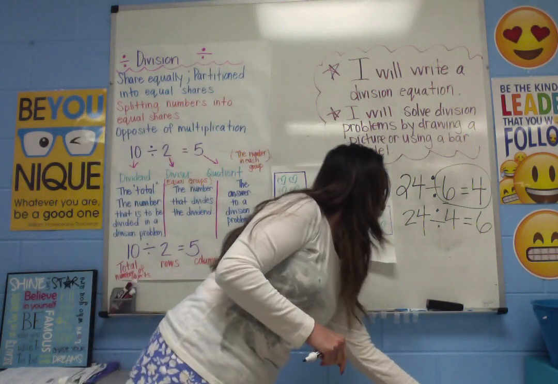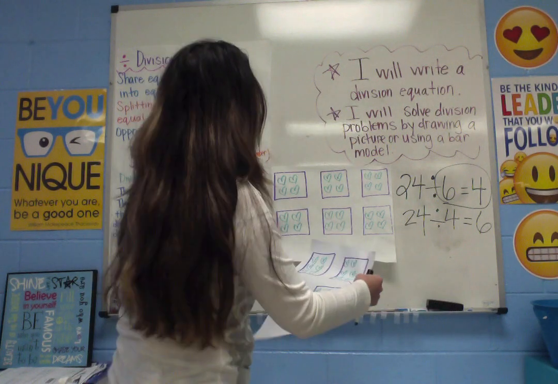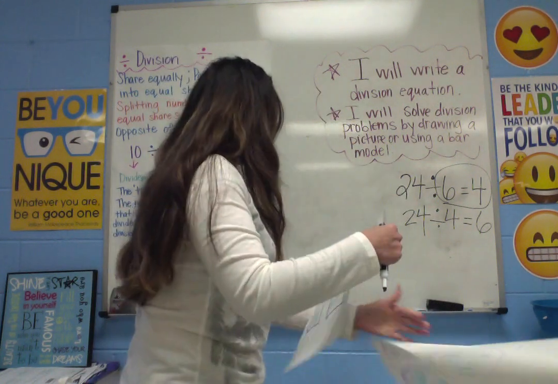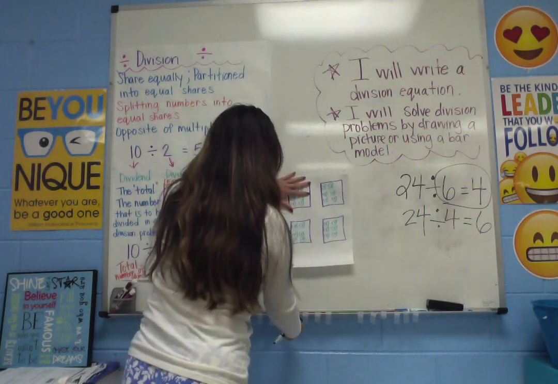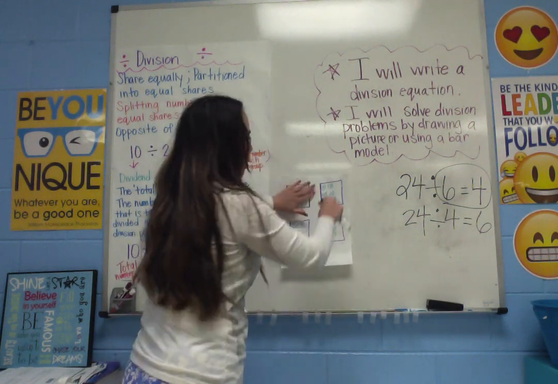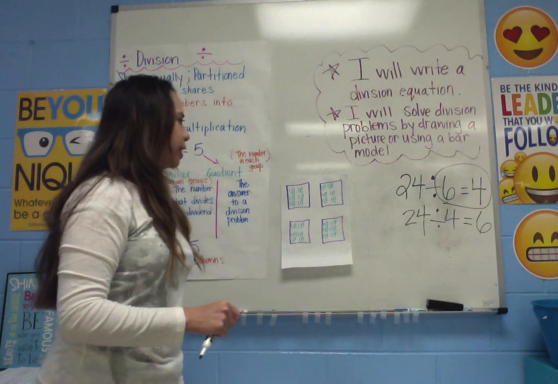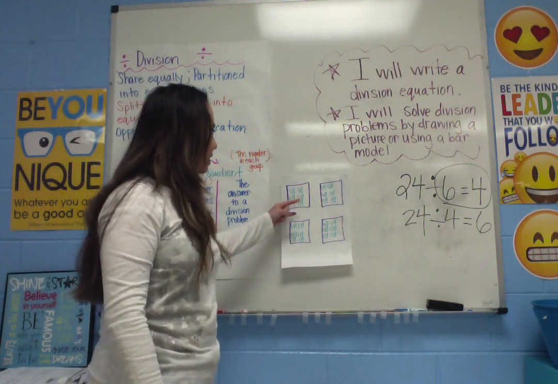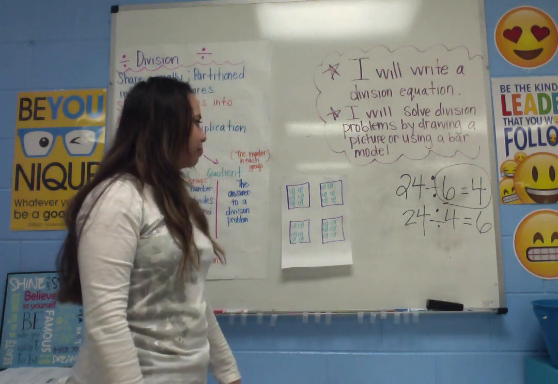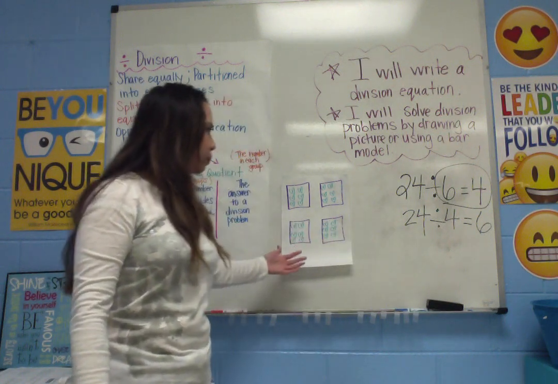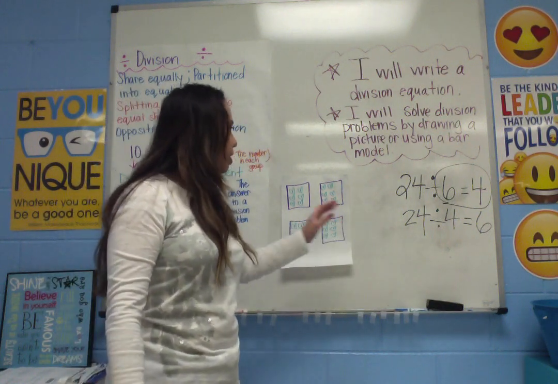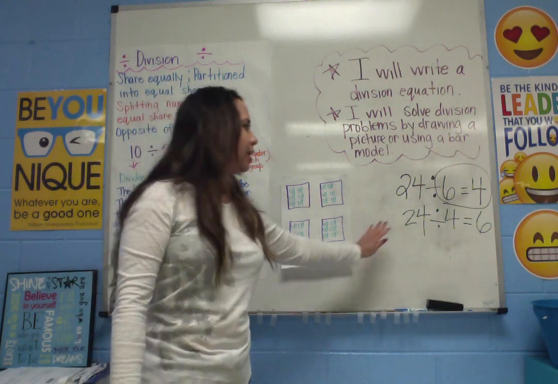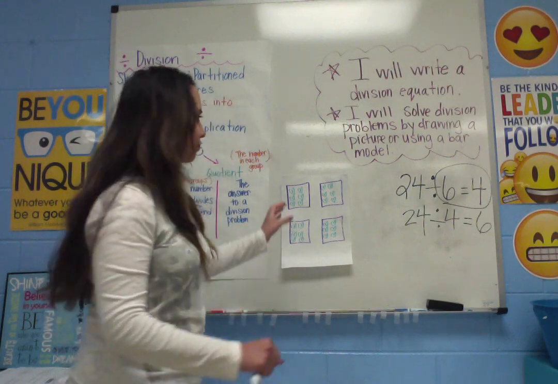Let me prove it to you. I already went ahead and drew another set of equal groups. As you can see, this time there are 4 equal groups, and there are 6 hearts in each. If I add 6 four times, I get 24. So this picture represents 24 divided by 4 groups equals 6.